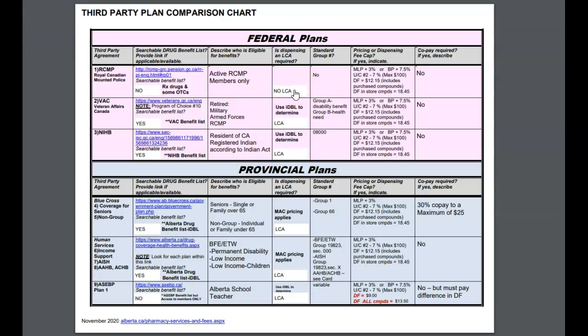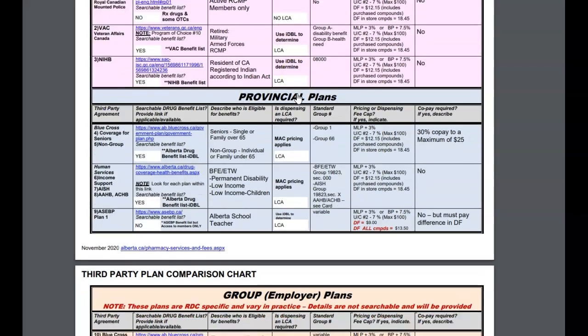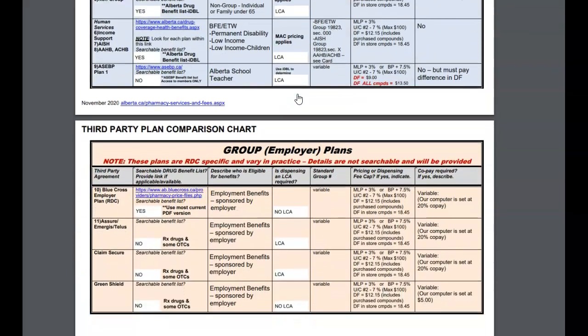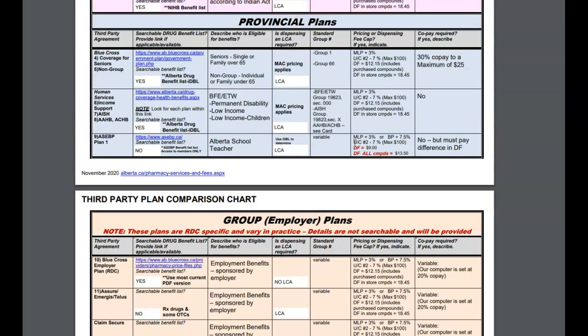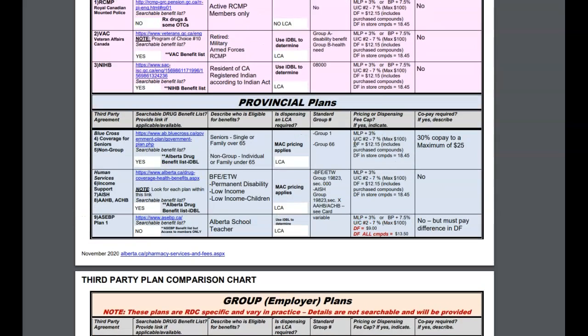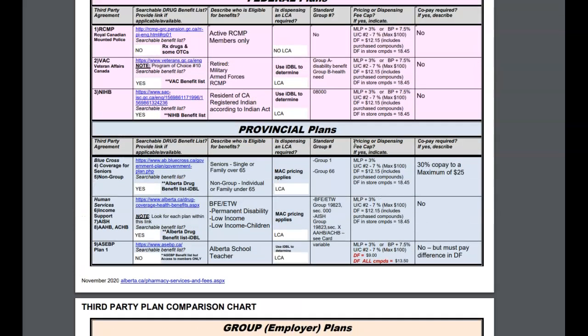There is no LCA required. Now, one thing that I will mention as I work through the information that's in this chart, when we look at, is dispensing an LCA required? So most of these plans do indicate that an LCA is required. And you will find in practice, most third-party plans, benefit plans, do in fact require an LCA. When we're looking at this chart, so for our purposes at RDC, we have determined there's a handful of these particular plans that don't require an LCA. And we've done that for our own purposes.